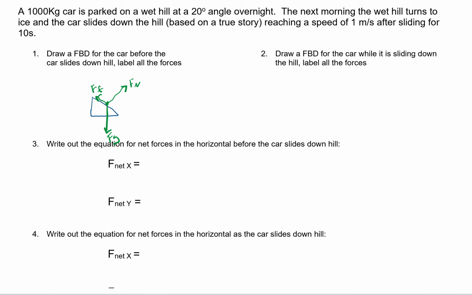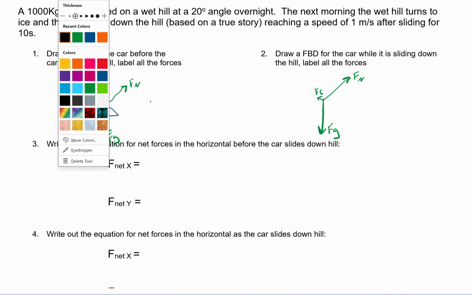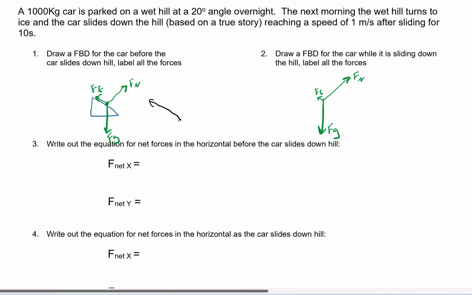When the car is sliding down the hill, it's going to look essentially the same with gravity, normal, and less friction. We don't really know how much less yet, but we'll work it out. We're also going to point out that the coordinate system for this is going to change. We're going to call the horizontal axis parallel to the plane, and the vertical axis, the y-axis, is perpendicular to the plane. So that way, the direction it's going is the positive x-axis.